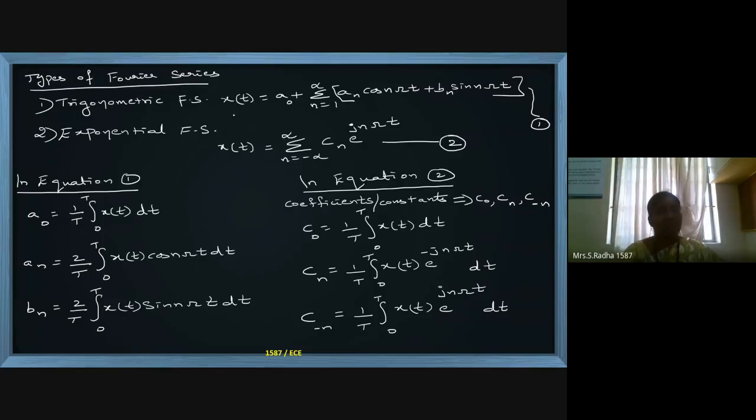The formulas for calculating the constants or coefficients are like this. If you want to calculate Cn with a positive suffix, in the formula e power should come negative. And if the suffix is negative, in the formula e power should come positive. Some notations like this you can remember.